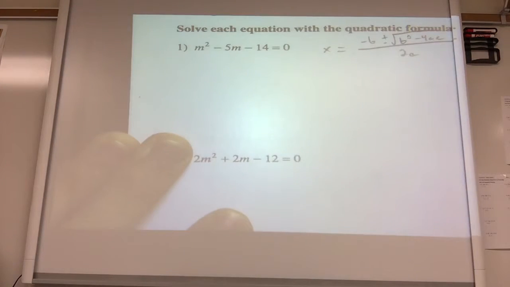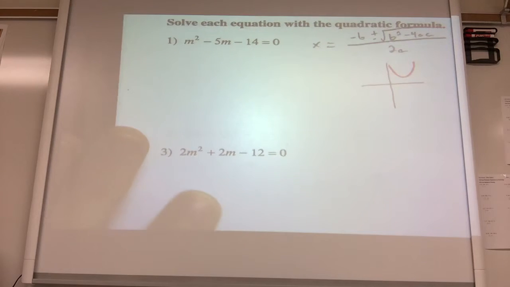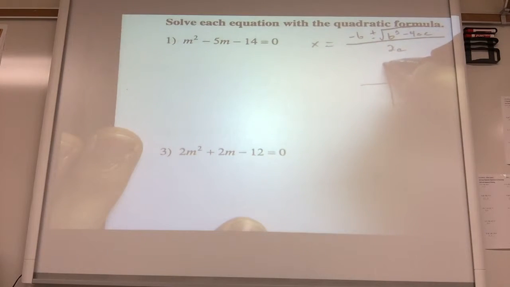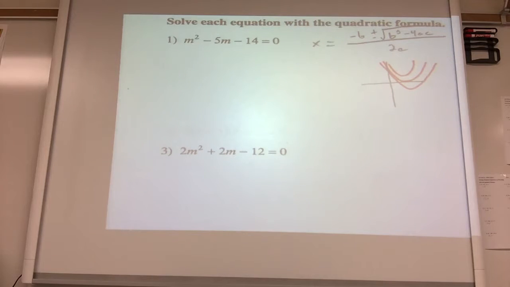Let's see here. How do I explain that? So you could have three options happen here. If this is your graph, and it never actually touches the x-axis, then you have two imaginary solutions. If it swings down and hits the x-axis in one spot, you have a solution called a double root. So it's a way of saying that it has one solution. If it crosses in two different spots like that, then you have two real solutions. Okay?